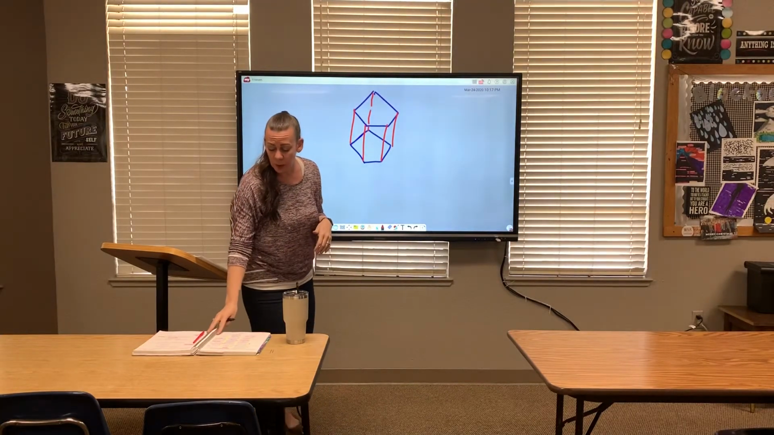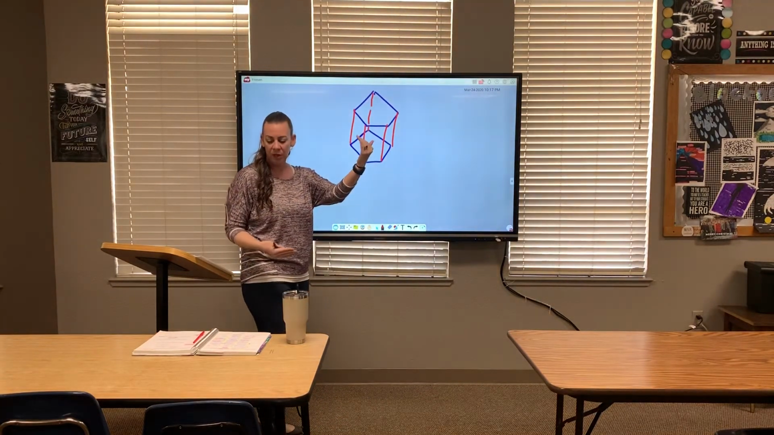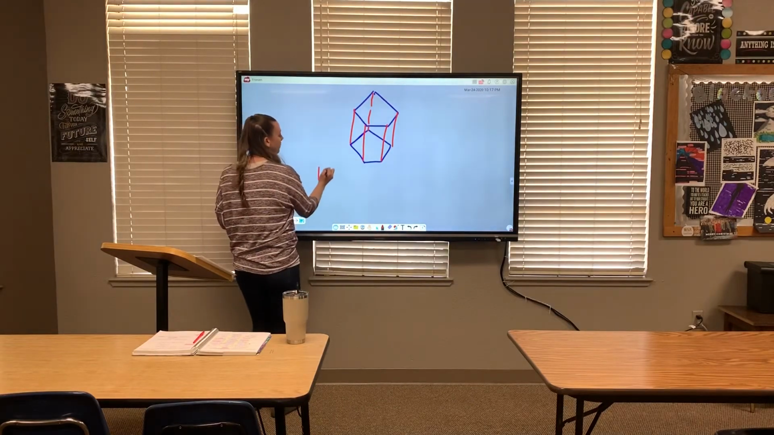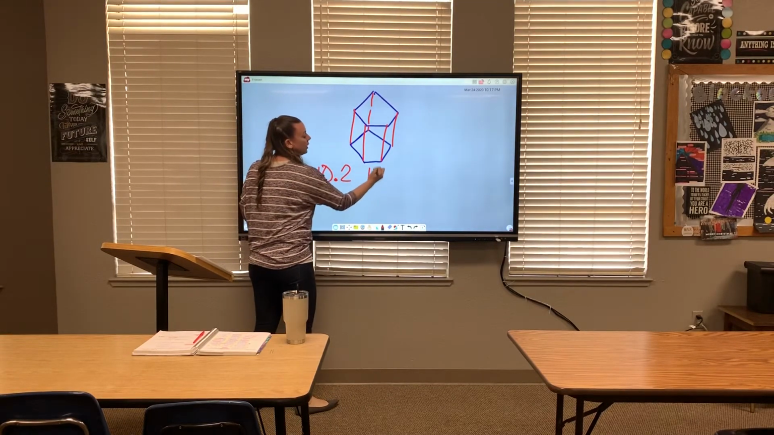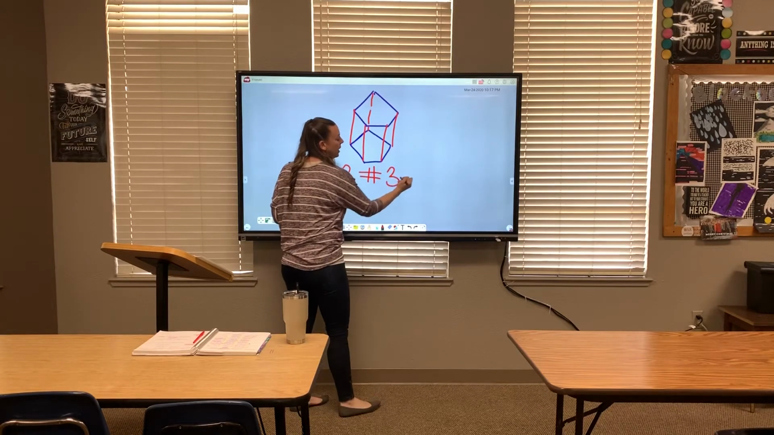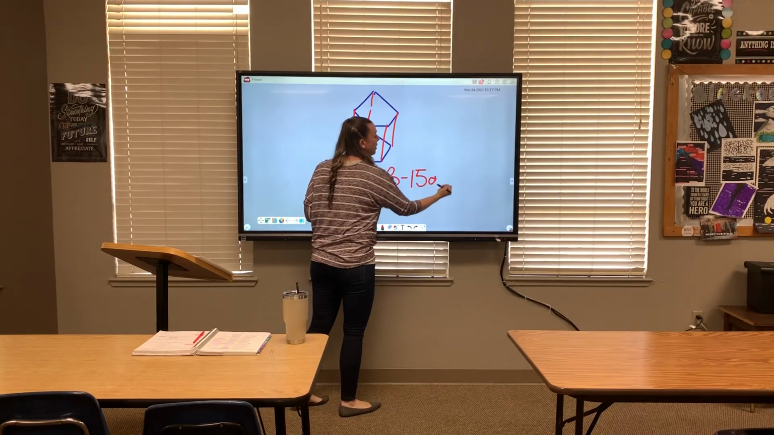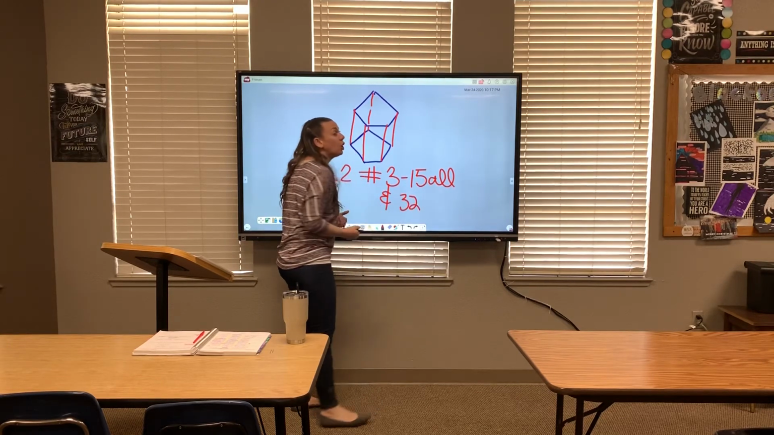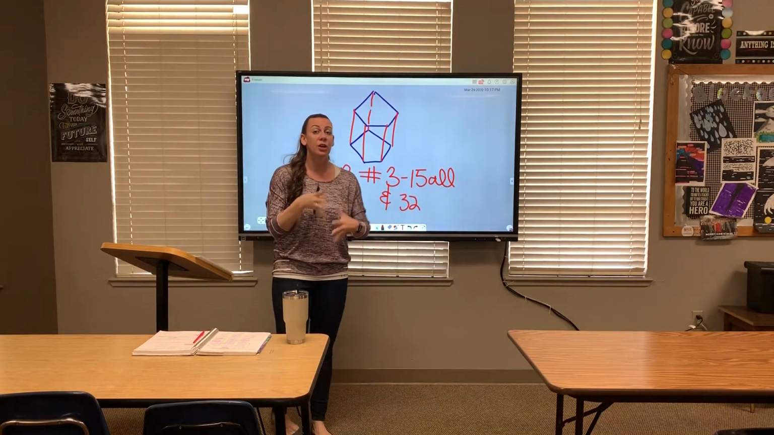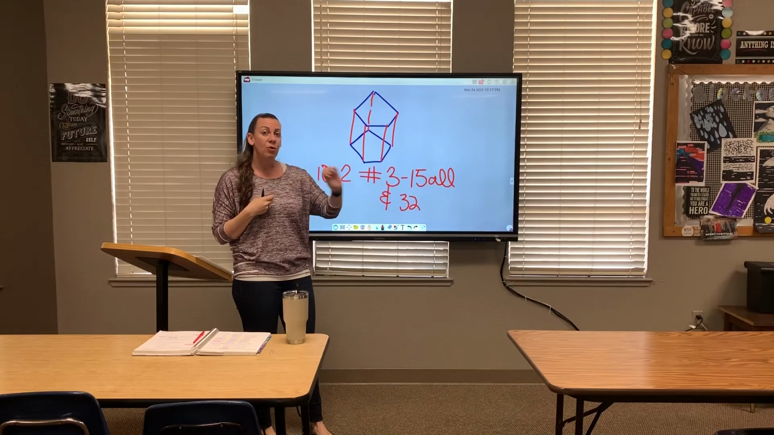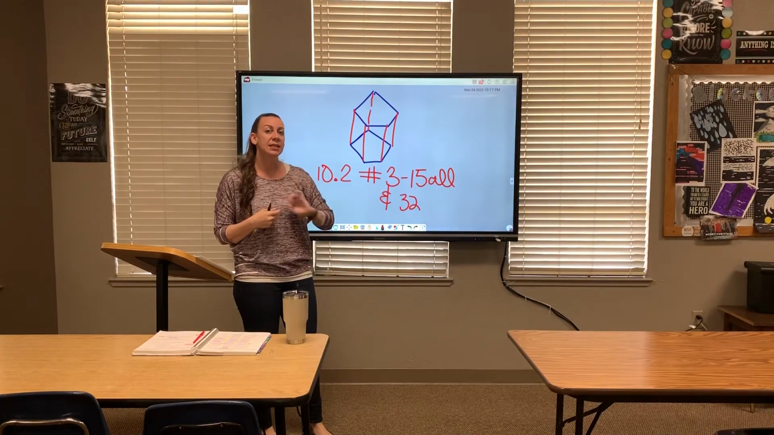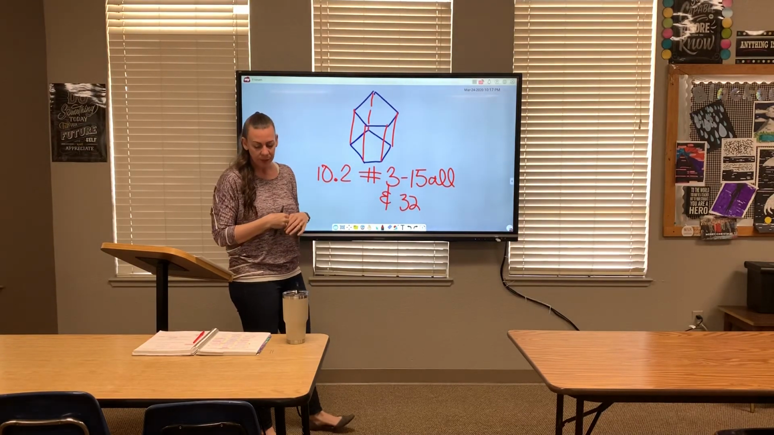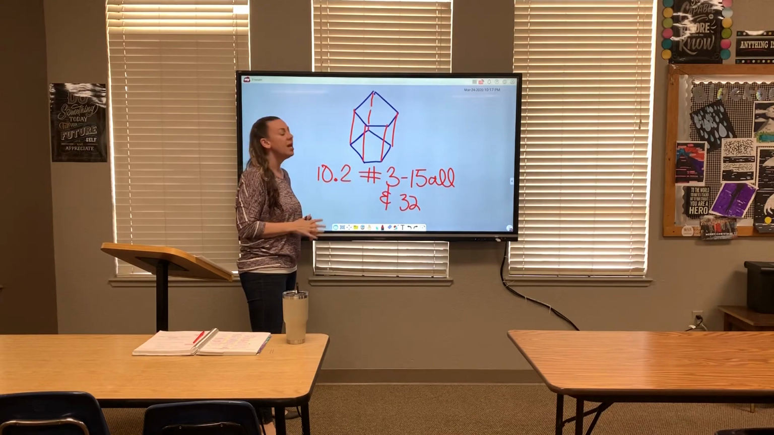Your assignment for this one, we skipped 10.1, just kind of reviewed it. So 10.2, you are going to do numbers 3 through 15 all. And then I'd like you to do number 32, which is a chart. You're going to look at that chart of the different figures and label all of the information as it shows in the chart, okay? So fill that in, 3 through 15 all, and then number 32.